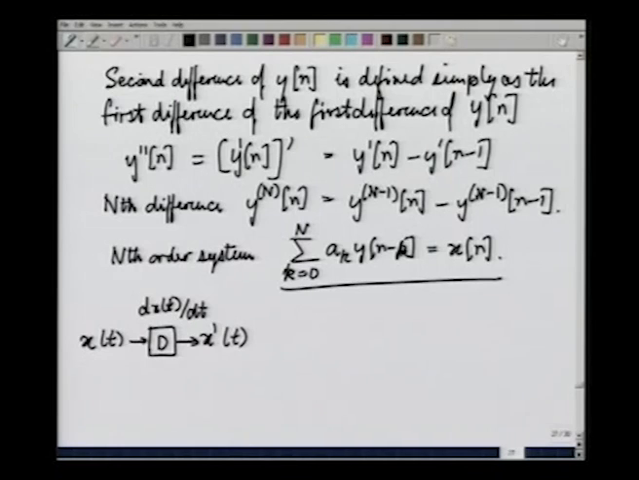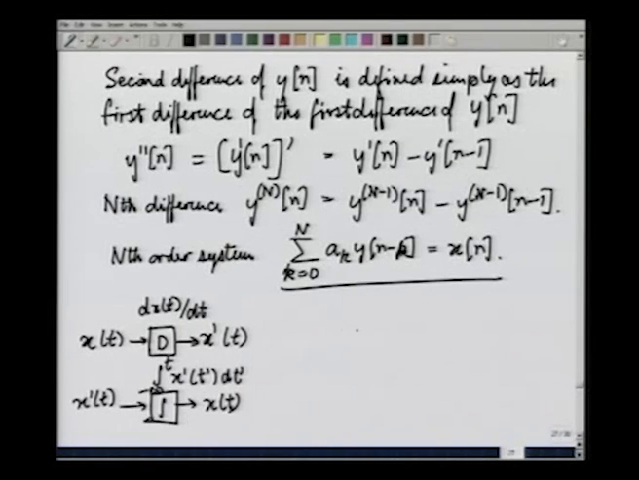Now, the inverse of this would be to apply x dash t over here to a system which is an integrator and get back x t. What would be the expression that described the integrator? We already know this. I think this has been discussed earlier in the course. It is simply integral from minus infinity to t of x dash of t dash dt dash. This would give us x t back. Now, let us see what happens in the discrete case.